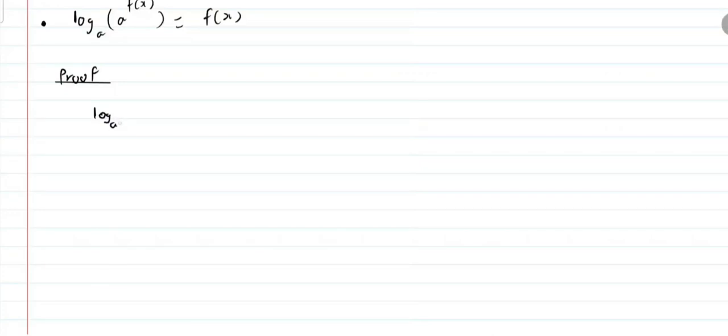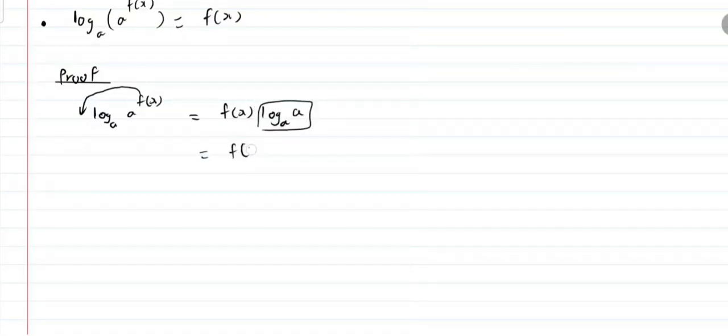Well, I have log base a of a raised to the power of f of x. We can use the power law to bring down this f of x in front here. So that's equal to f of x times log base a of a. And what did we say was log base a of a? Log base a of a was 1. Right? So I'm going to have log base a of a raised to the power of f of x being equal to f of x.